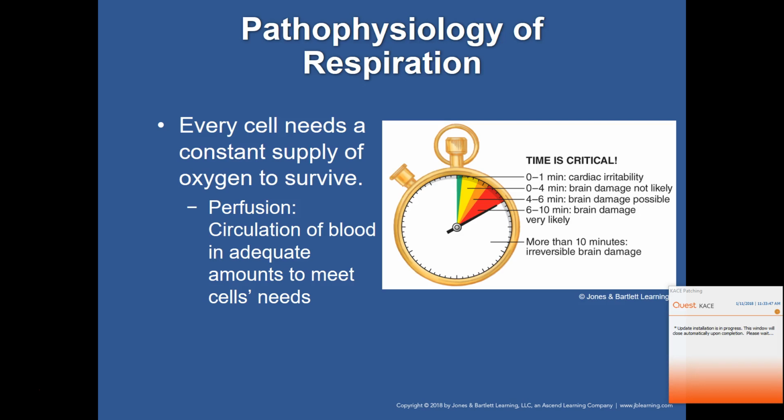Like I've said before, every single cell needs a constant supply of oxygen in order to survive. It has to have oxygen in order to do the processes that are essential to that cell's not only function, but survival. Of course, oxygen is just one part of the equation, right? Realize that we also need glucose as well, but with a respiratory patient, glucose is not usually the problem. The problem is oxygen. We need to make sure we get that.